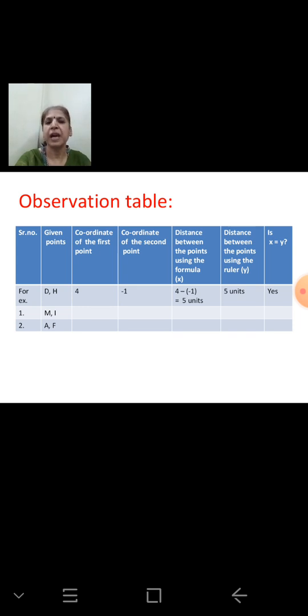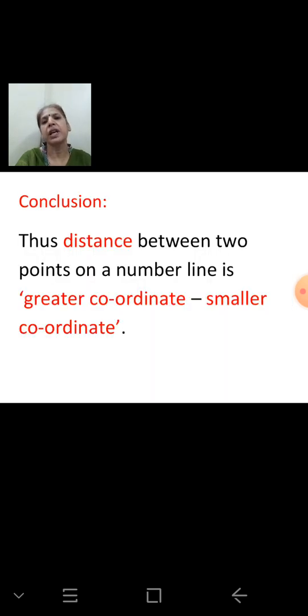Same procedure you are going to repeat with the other two pairs that are given. One is MI. You will be writing the coordinates, finding the distance using formula, then using the ruler. And then your observation is x is equal to y. And next pair of values, that is AF. Same procedure you will be repeating. Complete the observation table and then we will come to the conclusion. So according to your observation table, you will get the conclusion.